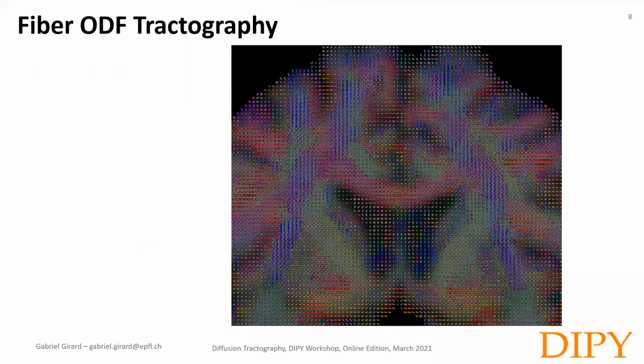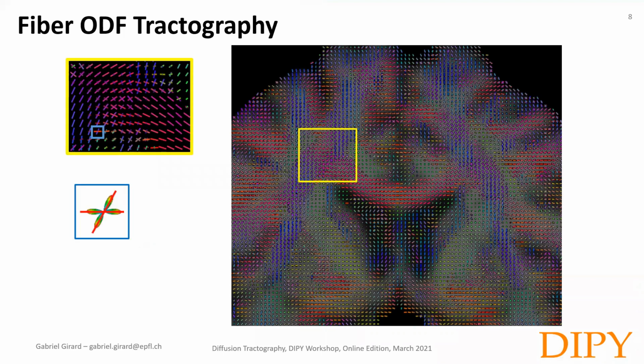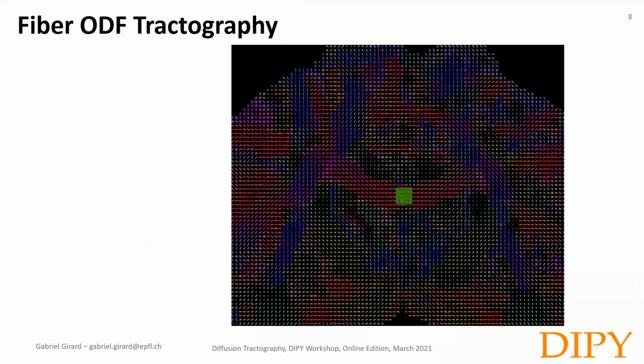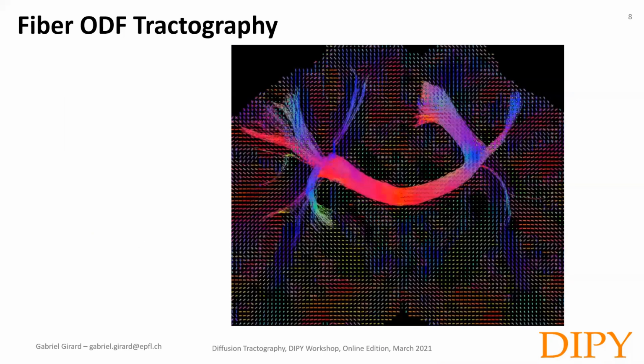In every voxel of the brain, diffusion MRI allows us to estimate the orientation of the local structure. Here the figures show a coronal slice of the brain. The main orientations of the structure are shown. Starting in the green square, tractography follows those orientations and estimates the fiber bundle trajectories.